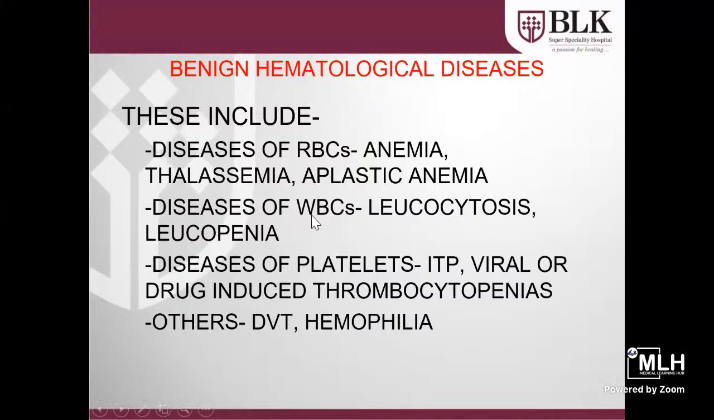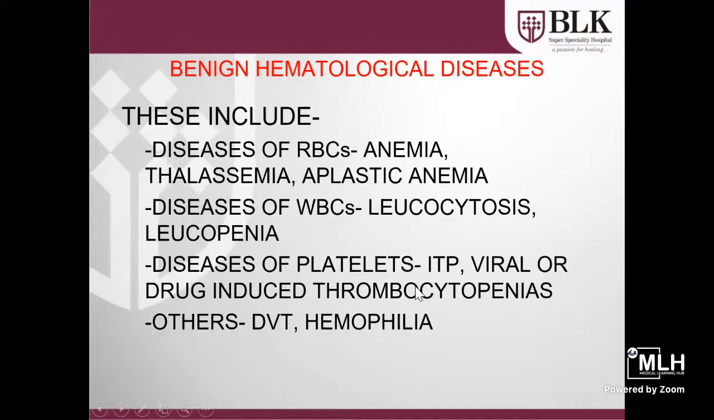Coming to the diseases of white blood cells, we can broadly divide them into leukocytosis, that means when the white blood cell number increases, and leukopenia. Penia means less, leuko means white, so when white cells are less, we call it leukopenia. There are many conditions which can lead to an increase or decrease in white blood cells. Similarly, diseases of platelets can be divided into thrombocytosis or thrombocytopenia.